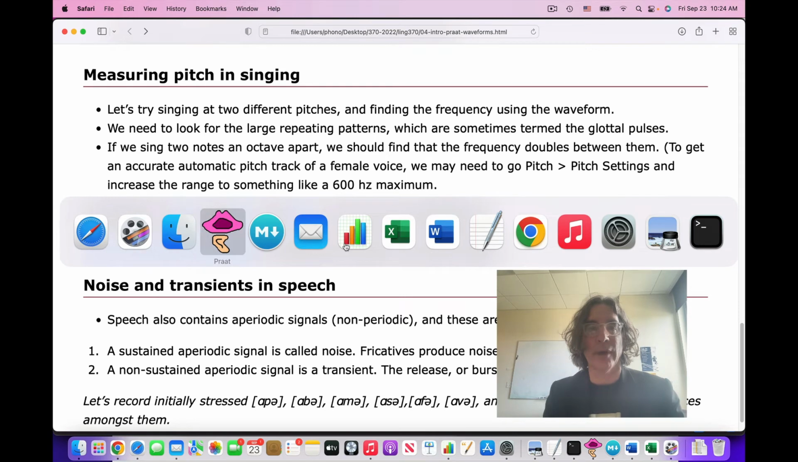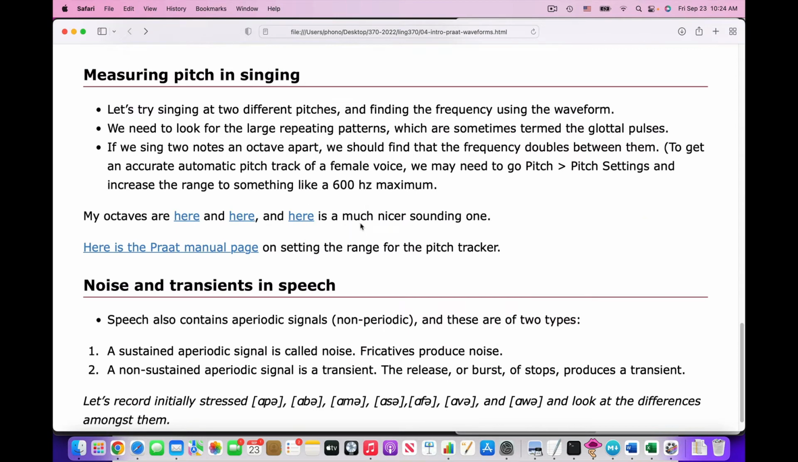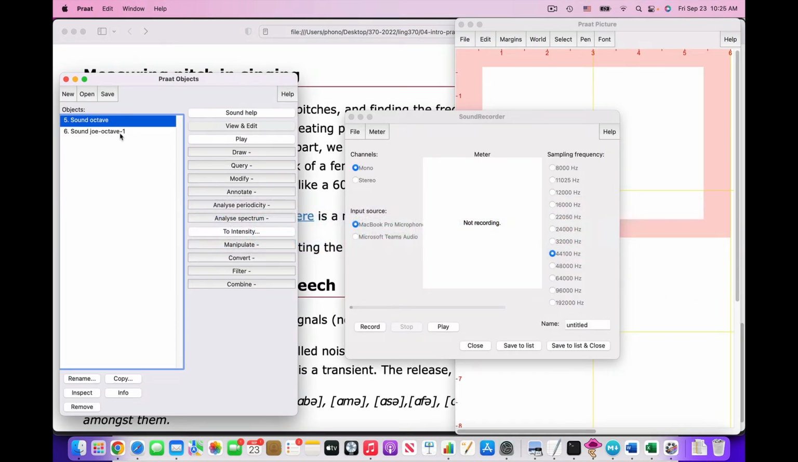So switching over to Praat. I've loaded in two of the files that are linked from that web page. One is sound octave. That's the one that's referred to in this page as a much nicer sounding one than mine. And then this one is one of my examples. So we'll actually start with mine.